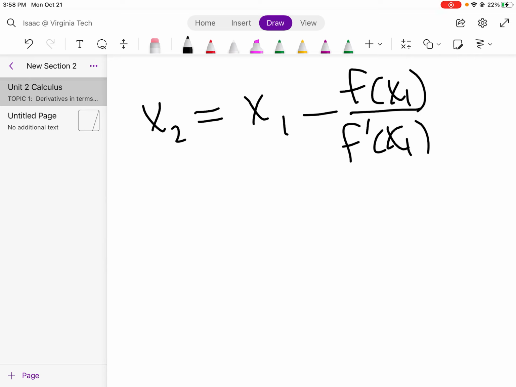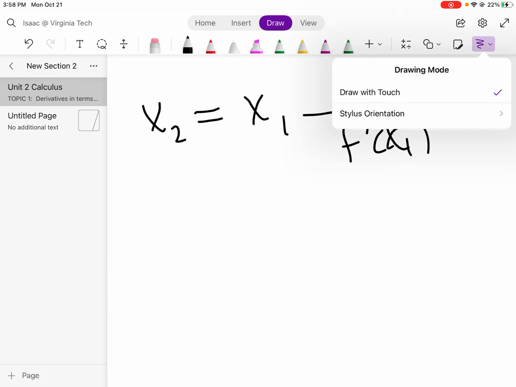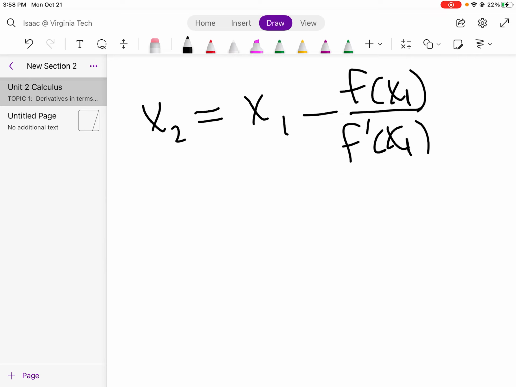Okay, now you have to figure out what this means. So what is x2, what is x1? And that's what you might be thinking. Well, first of all, Newton's method is used to approximate zeros. So that's another thing. You can't use Newton's method for everything, because not all functions have zeros.